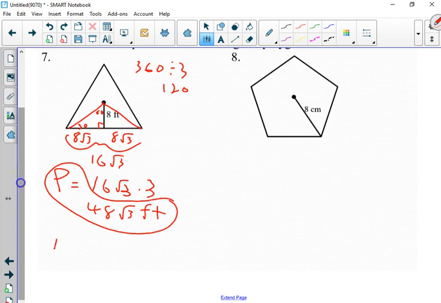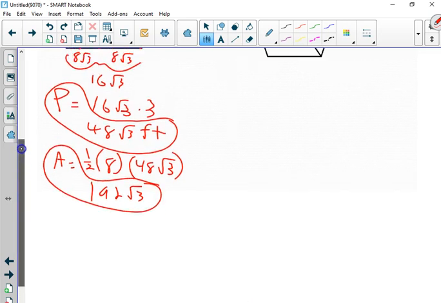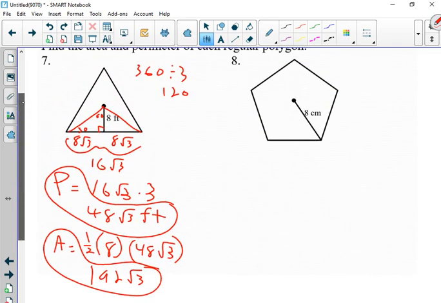Now, we're ready to go. Our area is going to be 1/2 the apothem, which is 8, times 48 square root of 3. Well, 1/2 of 8 is 4. 4 times 48 is 192 square root of 3. I hope you're seeing it's not as bad as it started off to be.